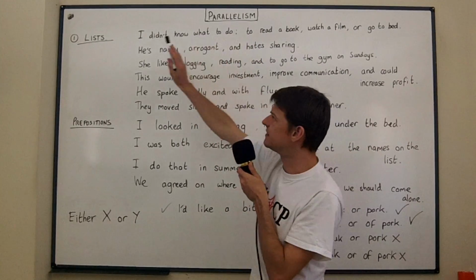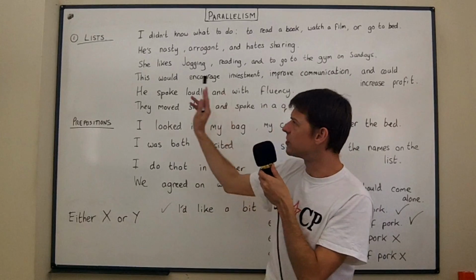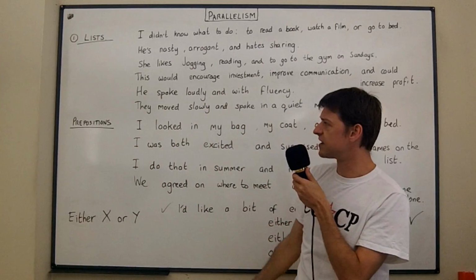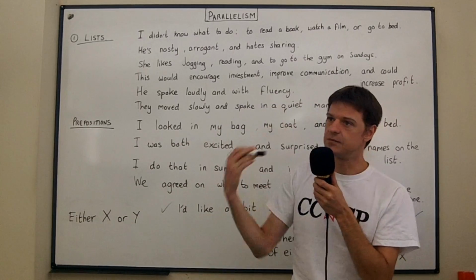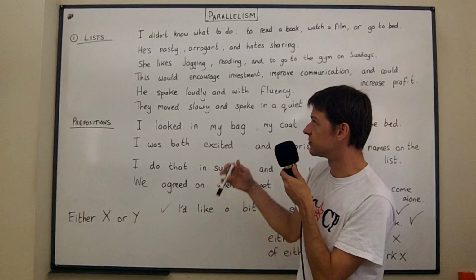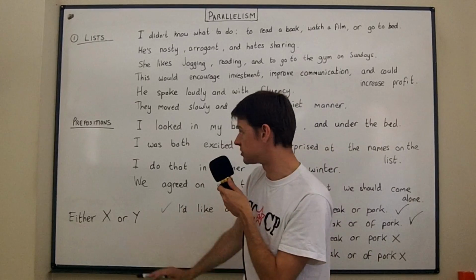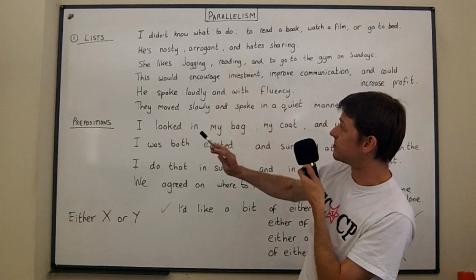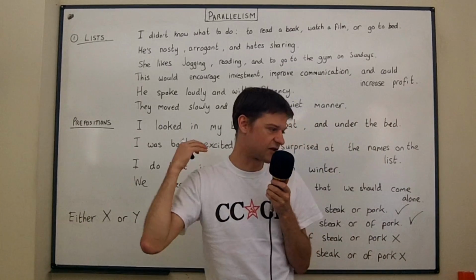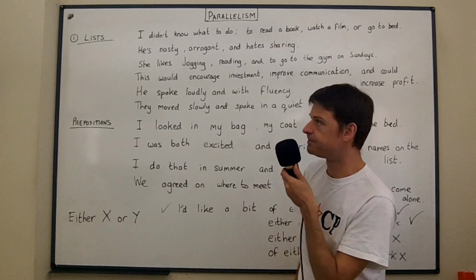Today we're just looking at lists, and we're also going to look at prepositions in lists, and we're even going to look at a correlative conjunction. But I'm going to go into more detail in future lessons on correlative conjunctions, because they're very difficult, and parallelism is very difficult. But firstly, let's go into what is parallelism.